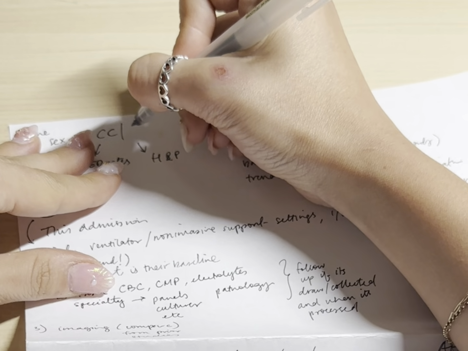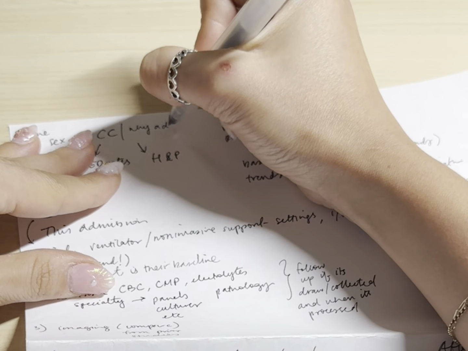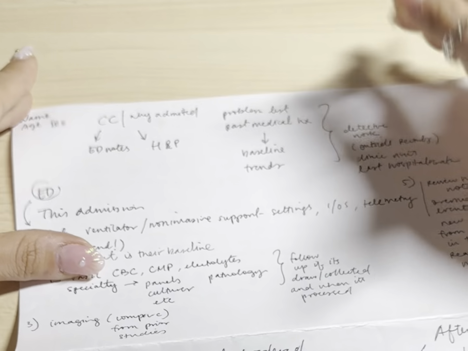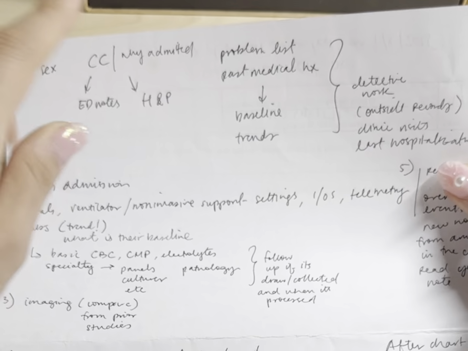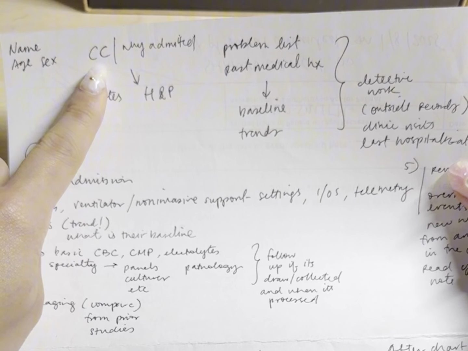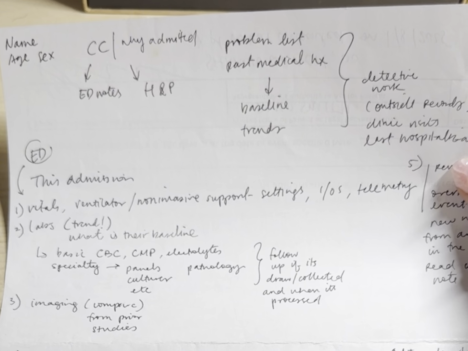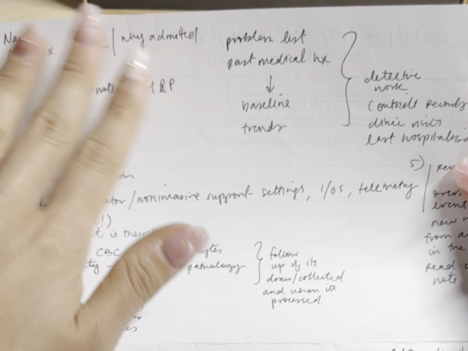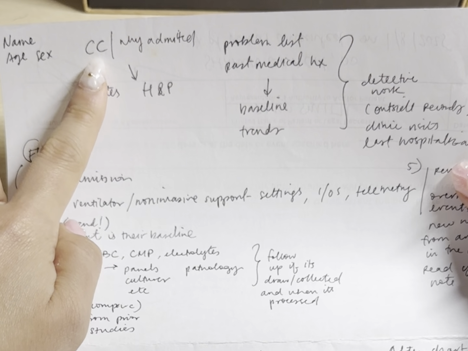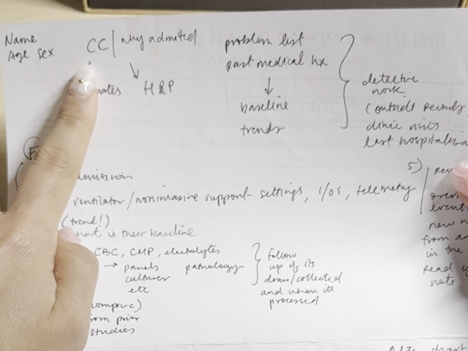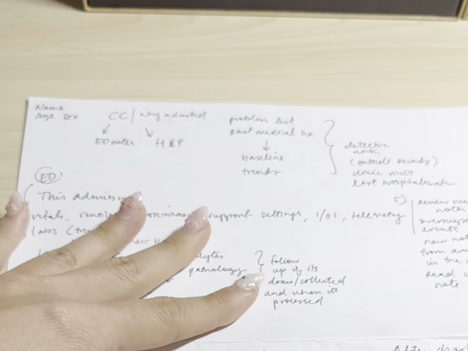It could be different. So, they came in for shortness of breath, but they're actually here for cellulitis, anything like that. So it's always good to know why they presented themselves and why they were admitted.